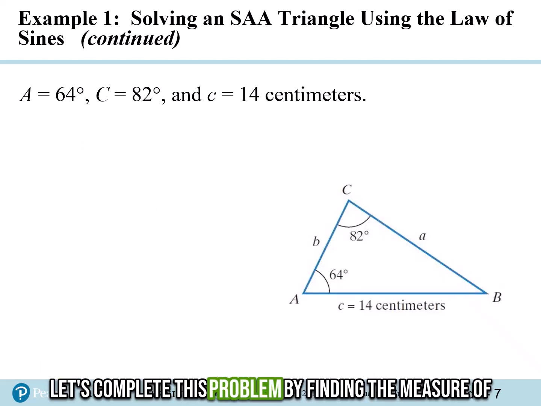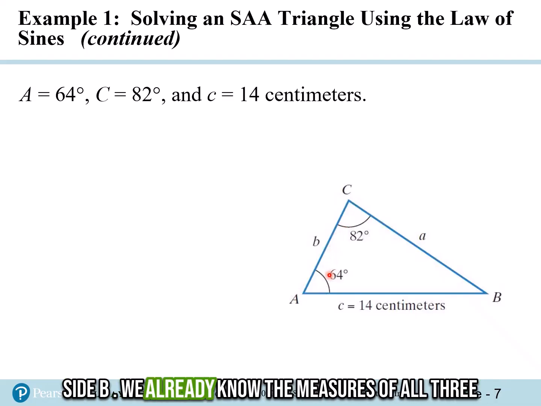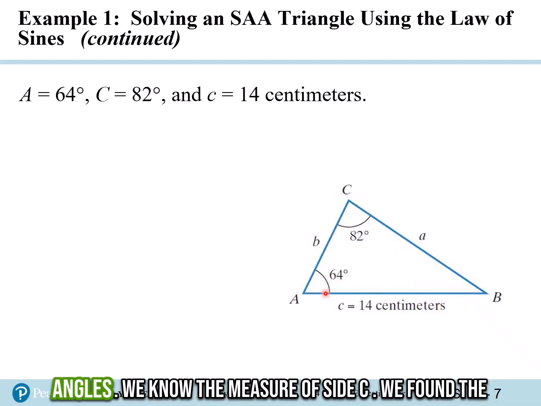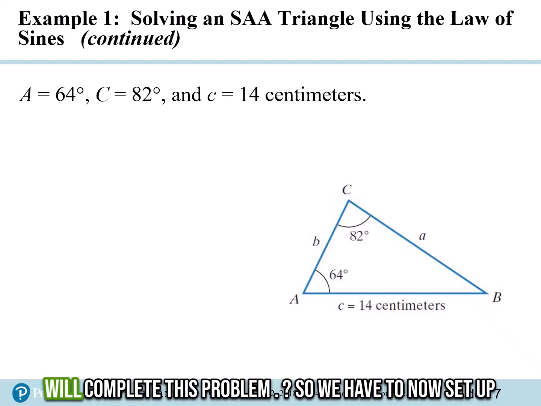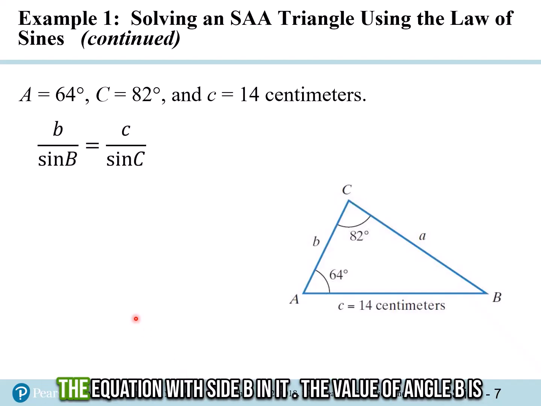Let's complete this problem by finding the measure of side B. We already know the measures of all three angles. We know the measure of side C. We found the measure of side A. We now need to find side B, and that will complete this problem. So we have to now set up the equation with side B in it.